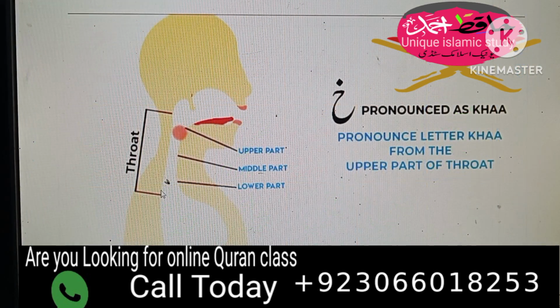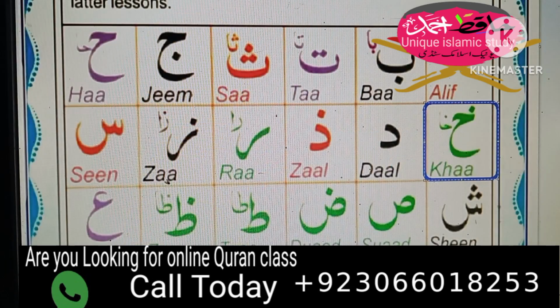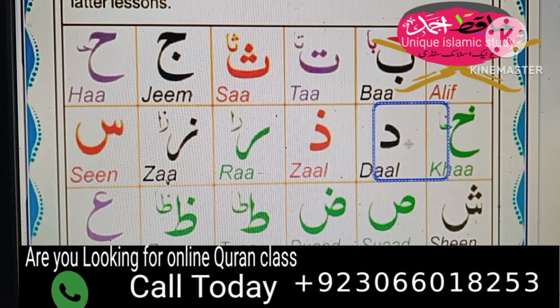Khaa is pronounced from throat. There are three parts of throat: upper part of throat, middle part of throat, lower part of throat. So Khaa is pronounced from the upper part. Read after me. Khaa, Khaa. Our next letter is Dal.